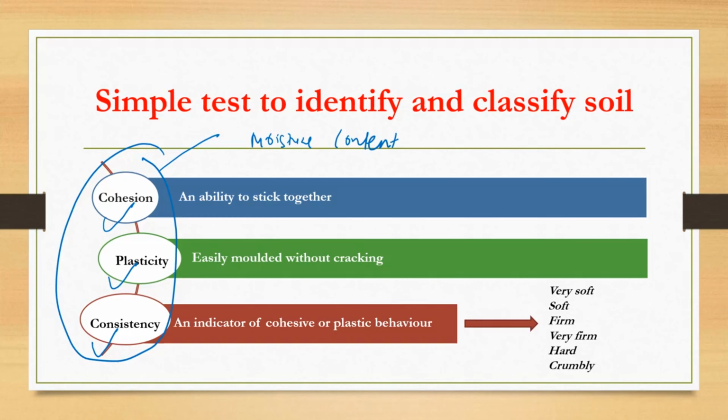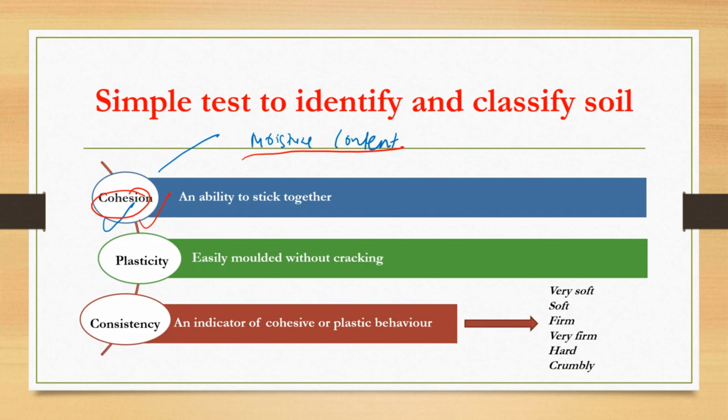At its natural moisture content, the soil is known as having a cohesion value if the material can stick together. Remember, it needs to be done at its natural moisture content, not in dry conditions. If that material at its natural moisture content can stick together, it possesses cohesion. If the material at its natural moisture content can be easily molded without cracking, it possesses plasticity. It has that plasticity characteristic.